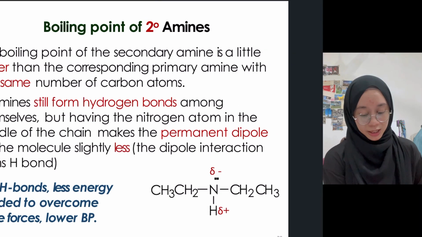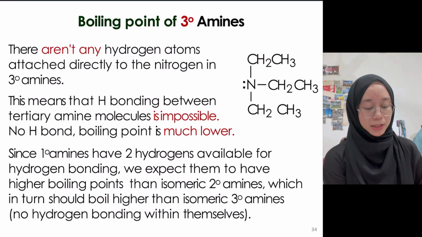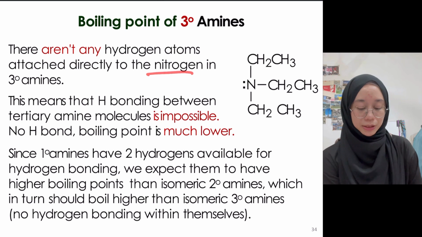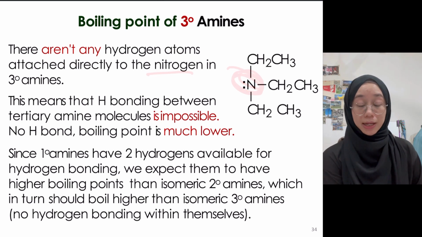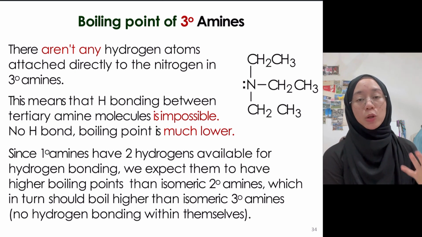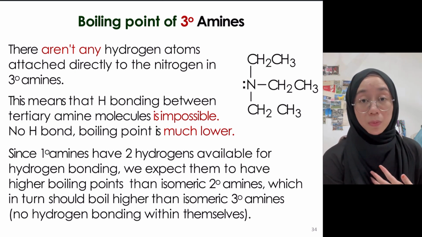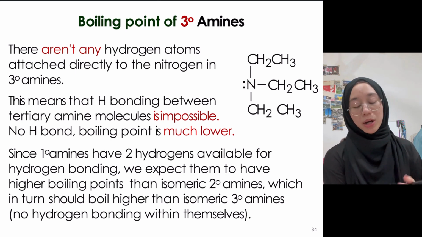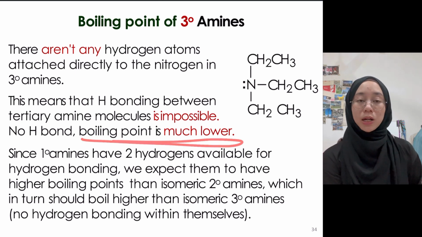Okay, so kalau yang tertiary amine ni, so there aren't any hydrogen atoms attached to the nitrogen in tertiary amine. So as you can see, tak ada hydrogen yang directly attached kepada nitrogen, meaning it is impossible for the tertiary amine to form hydrogen bond between its molecule. Antara tertiary dengan tertiary, dia tak boleh nak buat. So disebabkan there's no hydrogen bond, so the boiling point is much lower.